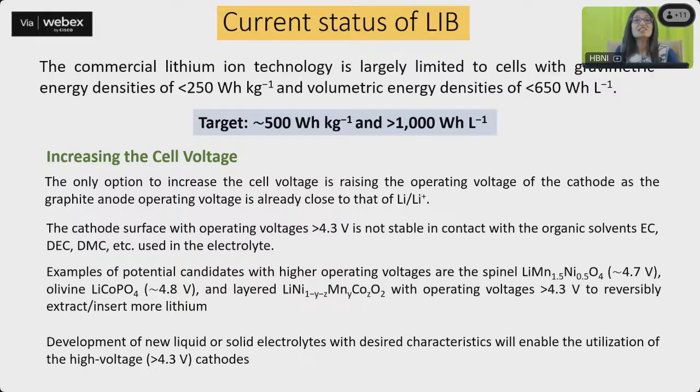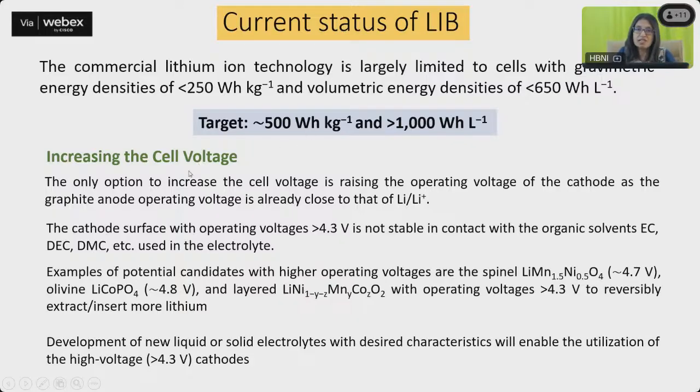So what is the current status of LIB? This is very important. Commercial lithium-ion technology is largely limited to cells with gravimetric energy density at present of around 250 watt-hour per kg, and the volumetric energy density is around 650 watt-hours per liter. But the target is higher, so we need to move up to this target, and as I said, to go up to that much energy density, there are two areas where you have to play.